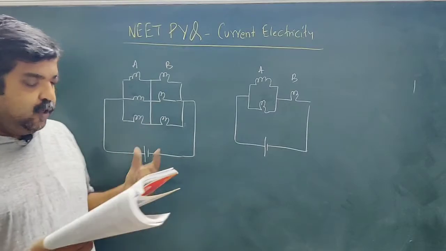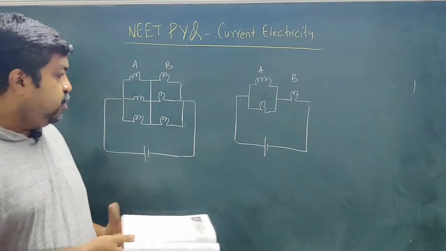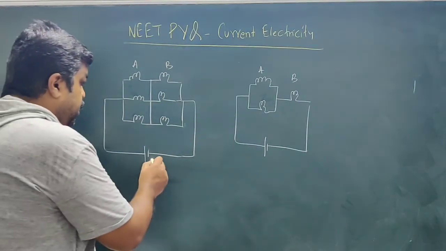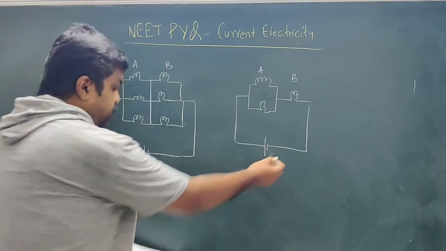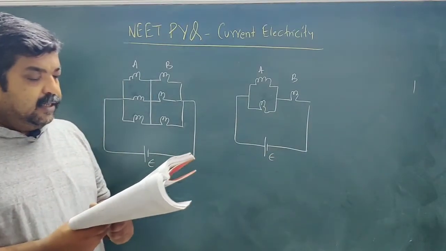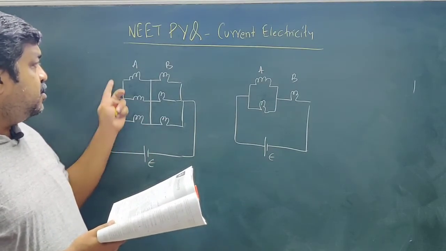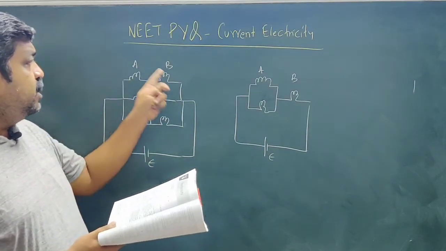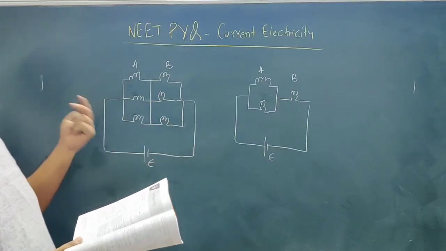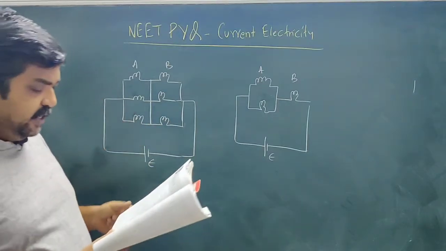And it is connected to a DC source. So this is the DC source of EMF E, and 0 internal resistance. So this does not have any internal resistance. So the resistance of the circuit is only due to the resistance of the bulbs, and all the bulbs are identical, so they have equal resistance.